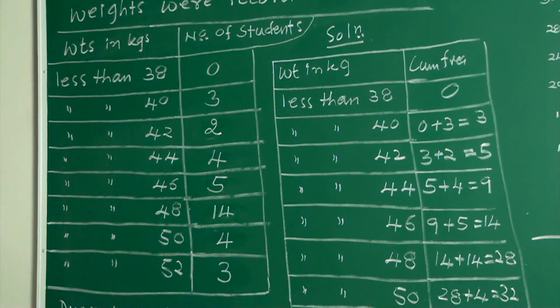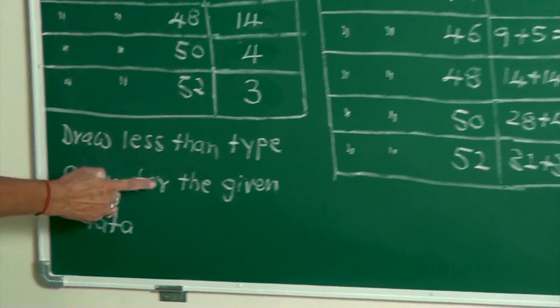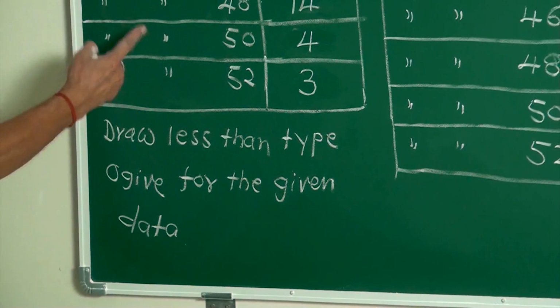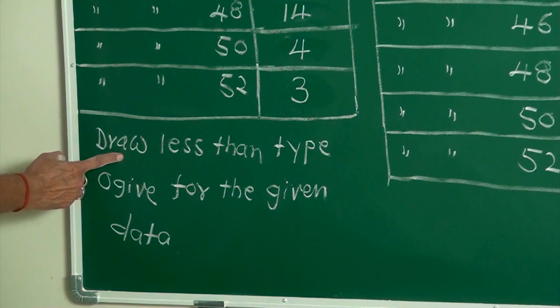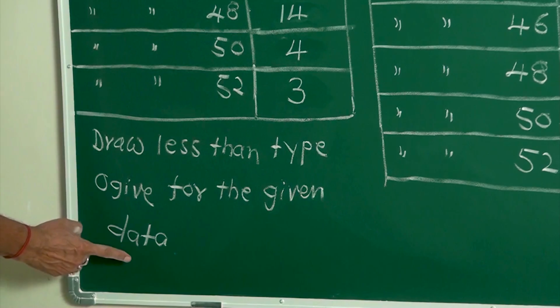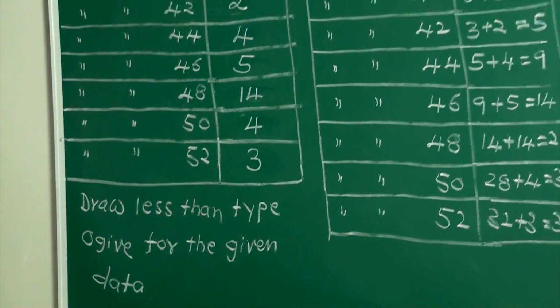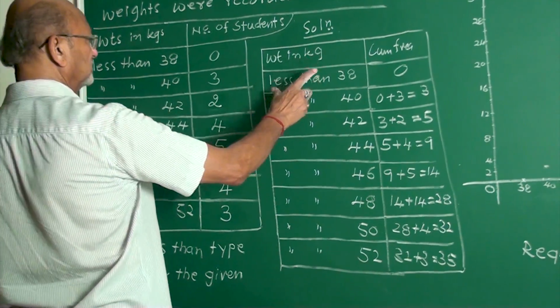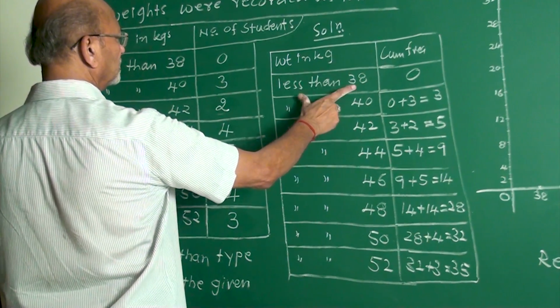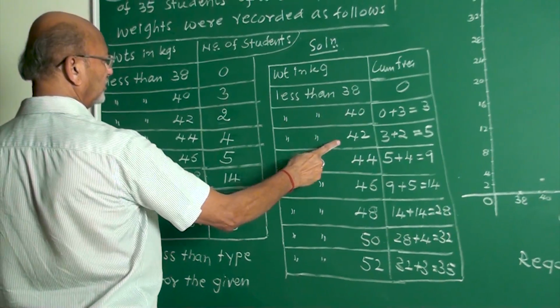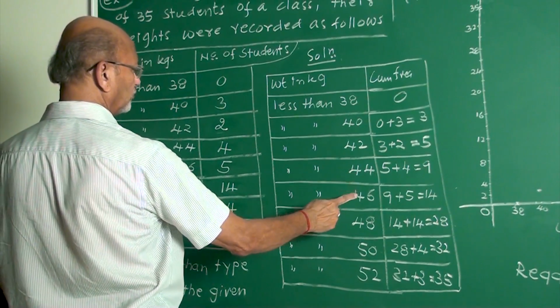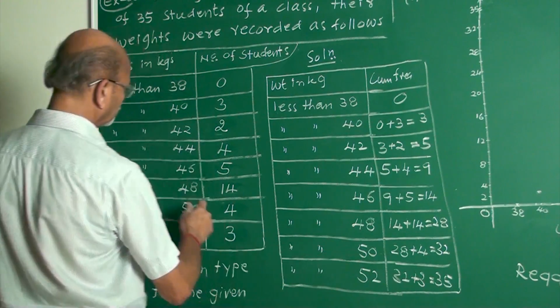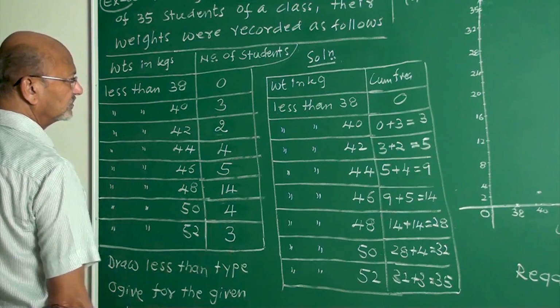With this data, draw a less than type Ogive for the given data. For this, my friends, this is the solution. As it is, you have to write first. Weight in cases: less than 38, 40, 42, 44, 46, 48, 50, 52. This, my friends, is written.